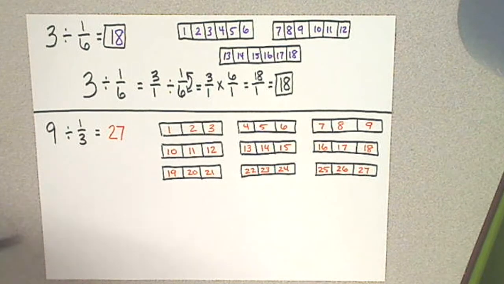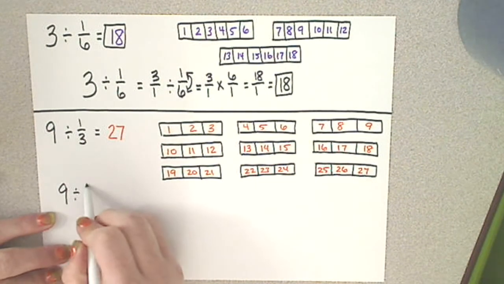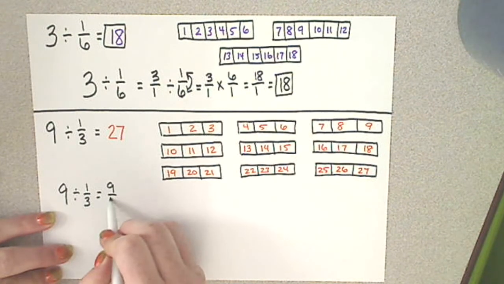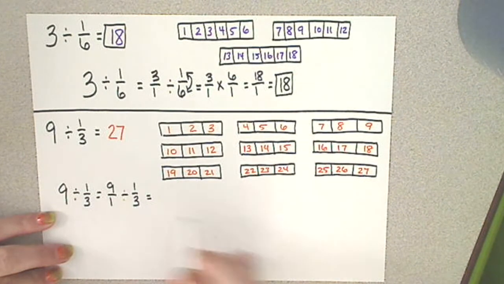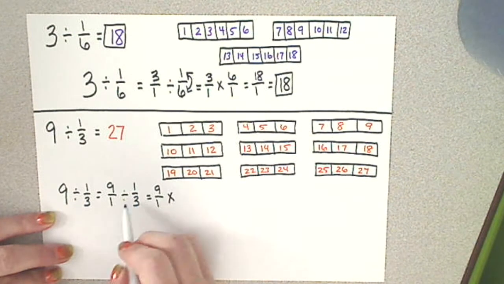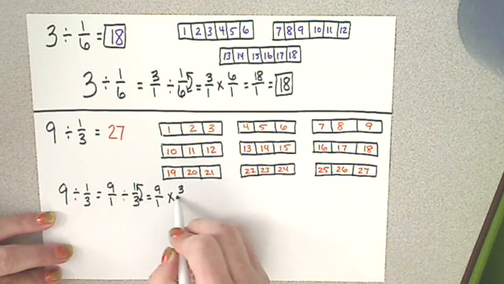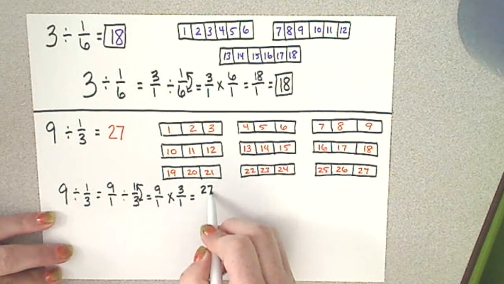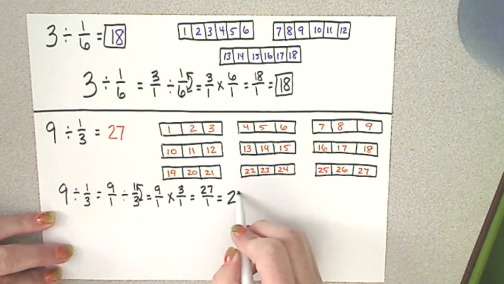Let's look at the standard algorithm. You start with 9 divided by 1/3. Change your 9 into a fraction, 9/1 divided by 1/3. And now we need to switch our division sign to multiplication and get the reciprocal of our second factor, 3/1. 9 times 3 is 27. 1 times 1 is 1. 27/1 is just 27.